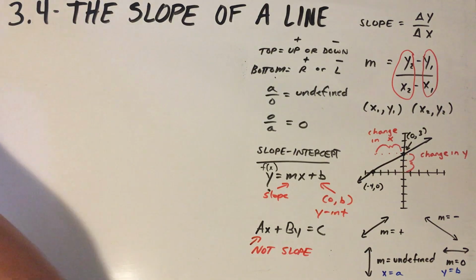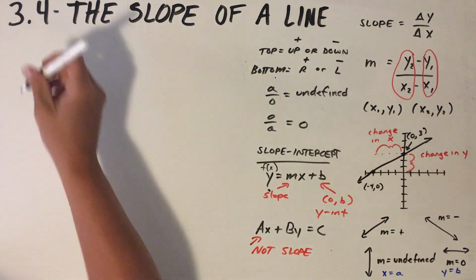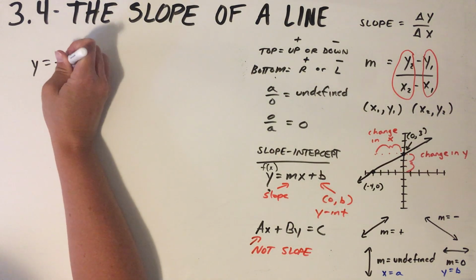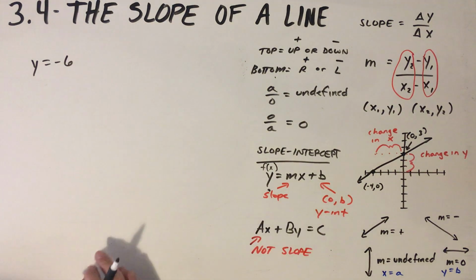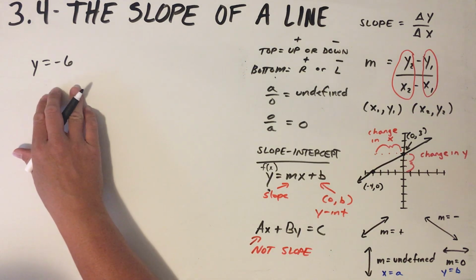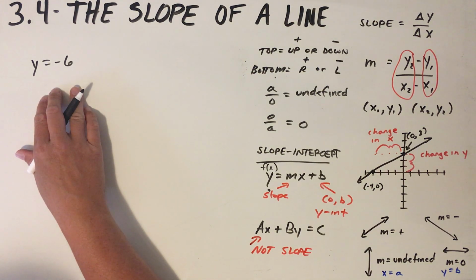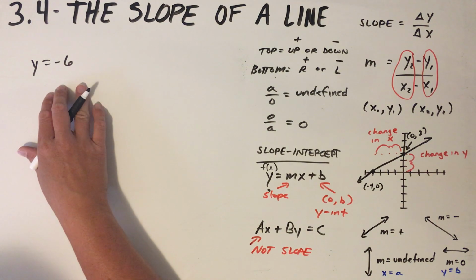Okay, these next two are going to be a little tricky. So I have the equation y equals -6. I'm supposed to be identifying the slope and the y-intercept. There's no x here, so I can't identify the slope. And maybe this is b, I don't know.